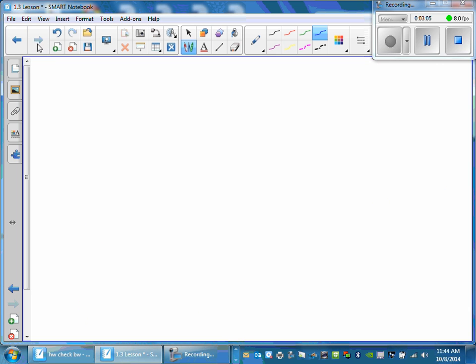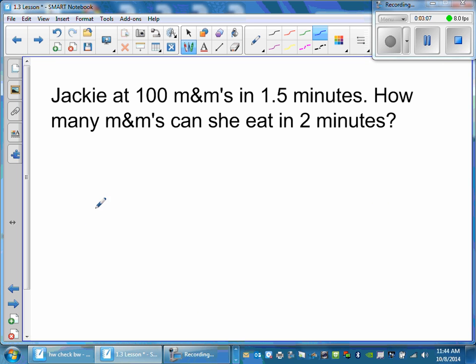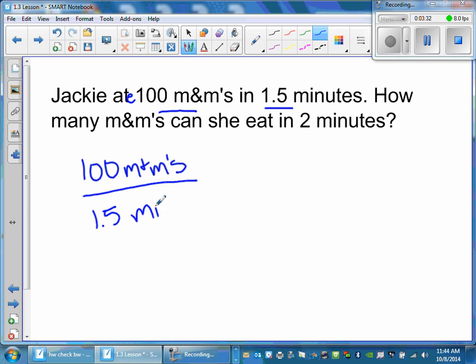Okay, last example I have for you here. Let's just say Jackie ate 100 M&Ms in 1.5 minutes. How many M&Ms can she eat in 2 minutes? So my first ratio: 100 M&Ms in 1.5 minutes. 100 M&Ms, and I can't really make that ampersand very well. 100 M&Ms in 1.5 minutes.